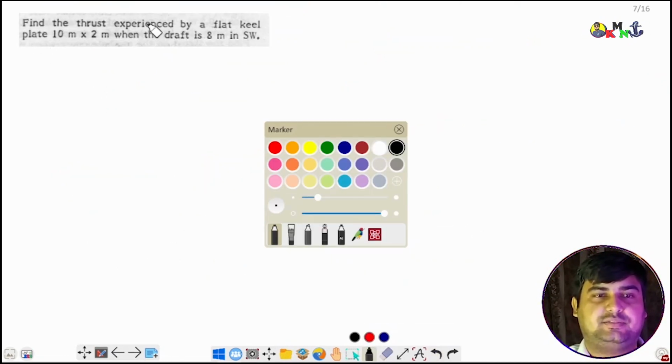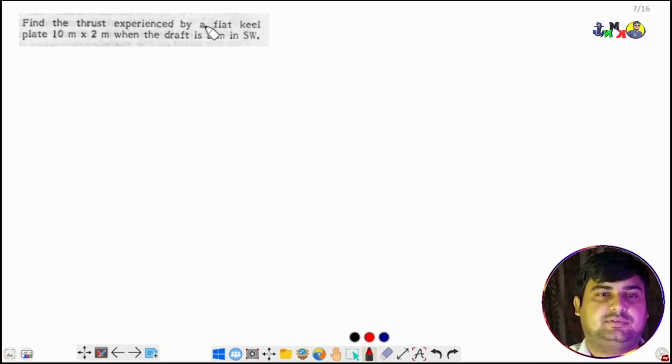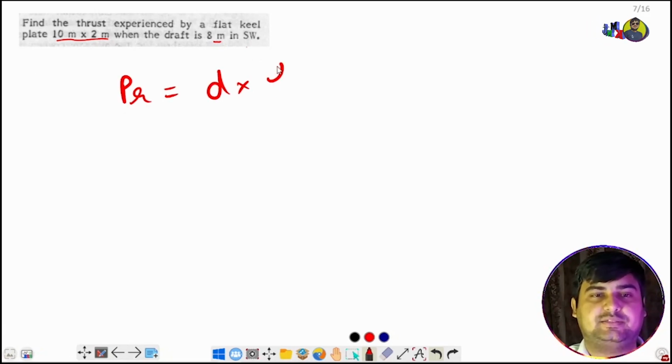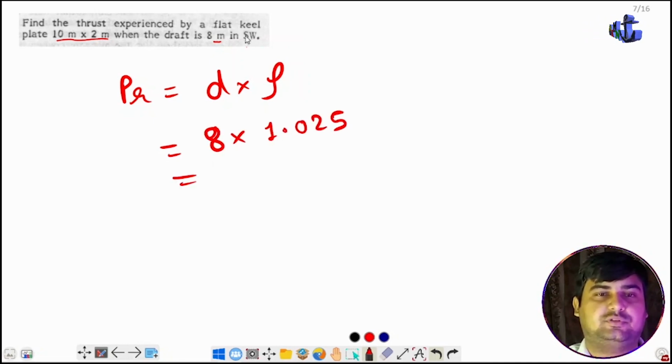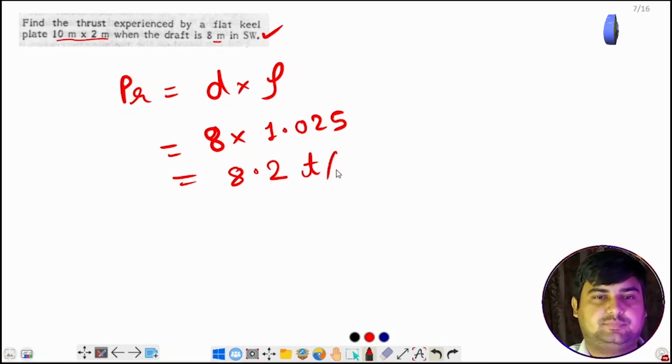That is, find the thrust experienced by the flat keel plate, that is 10 into 2 meters when the draft is 8 meters in salt water. So this is again a simple problem. We just need to find pressure is equals to depth into density. So depth is how much? Depth is 8 meters into density is 1.025, because it is saying salt water. So it will be equals to 8.2 tons per meter square.